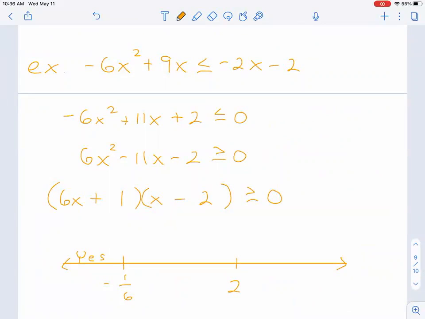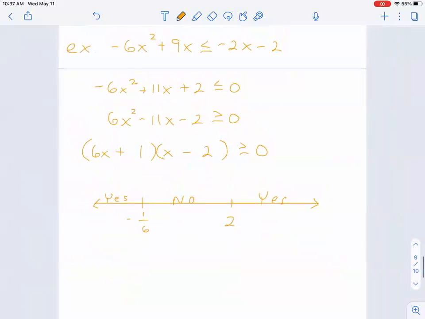I'll now pick a number between -1/6 and 2, like 0. So 0 times 6 plus 1 is positive, and 0 minus 2 is negative. That is not greater than 0. Therefore, that middle region does not work. And then I'll pick a value to the right of 2, like 100. That's going to give me a positive and a positive output, meaning yes, that region does work. So I am now ready to write my answer.